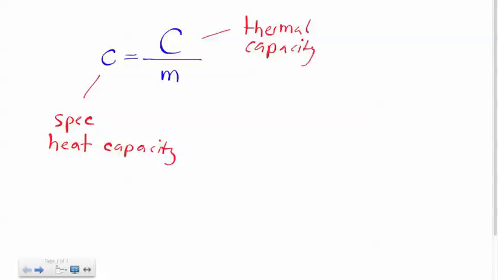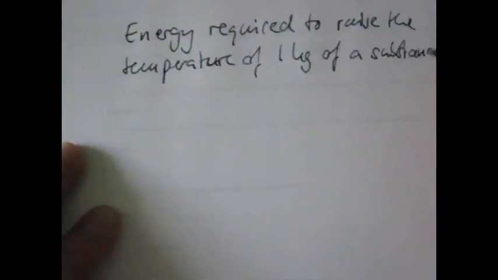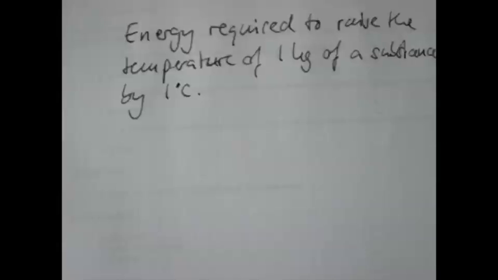And just to clarify again, the units used here, the specific heat capacity would basically be measured in joules per kilogram per degree Celsius, the thermal capacity in joules per degree Celsius, and the mass, of course, in kilograms. So the definition of specific heat capacity is the energy required to raise the temperature of 1 kilogram of a substance by 1 degree Celsius, or 1 Kelvin.